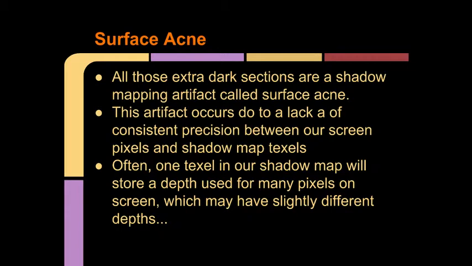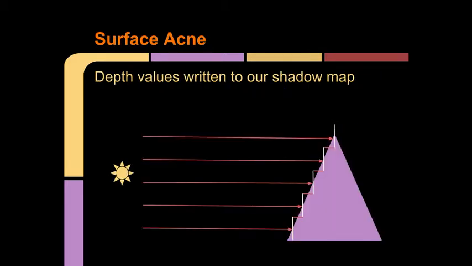Like most issues with shadow mapping, shadow acne is caused by a lack of precision in our shadow map. In this diagram, each of the white lines represent a single pixel in our shadow map. The lower our shadow map resolution, the larger these lines would be, and the larger an area of our world would be represented by a single depth value.